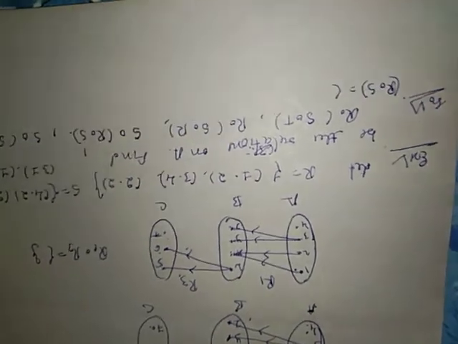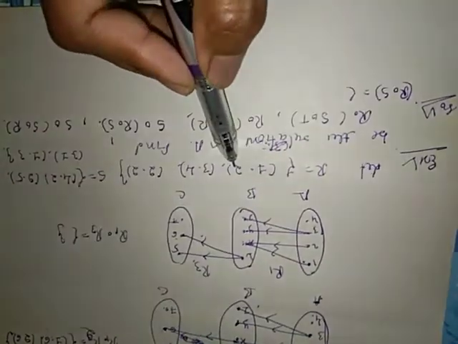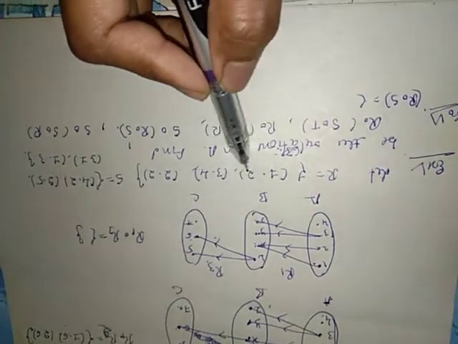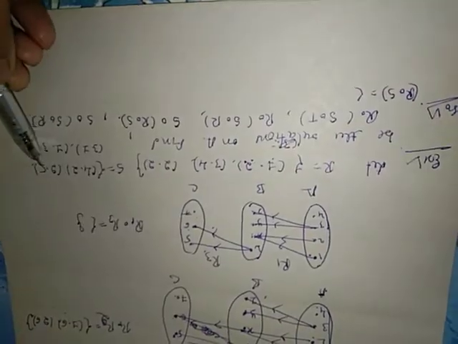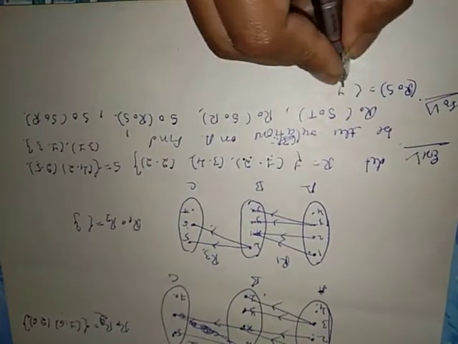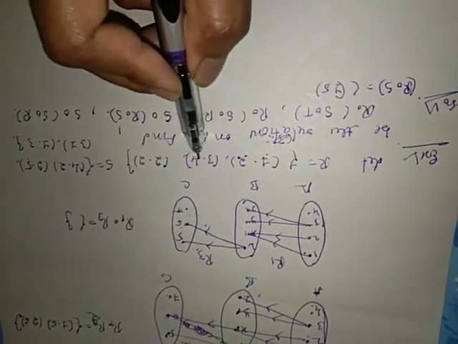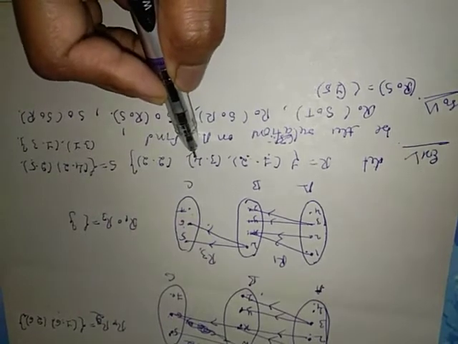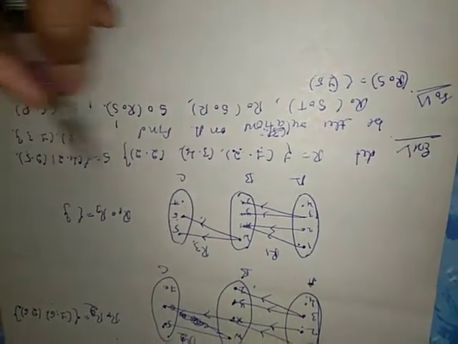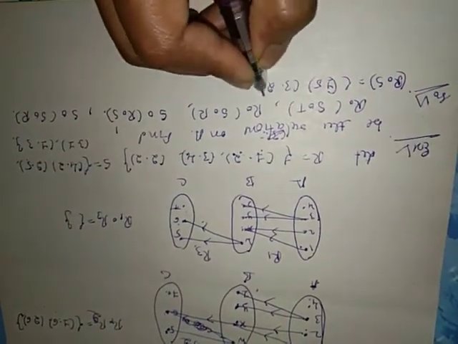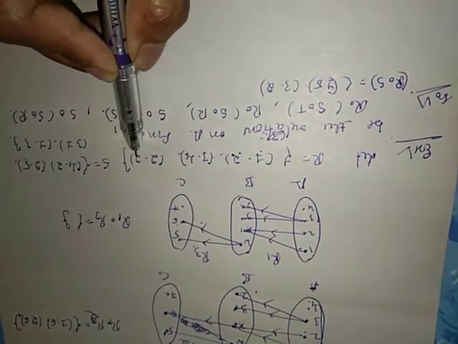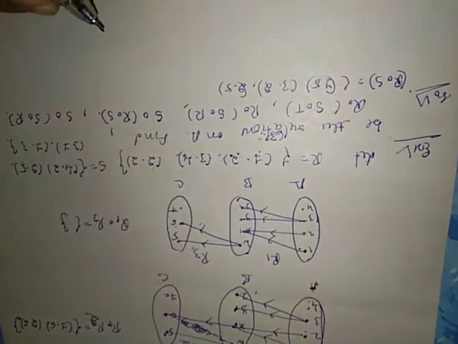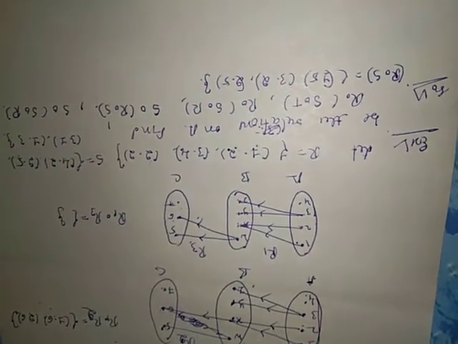Take the solution. R∘S: (1,2) belongs to R. Now we have to see the element of S which starts with the element 2: (2,5). Then (1,5) belongs to R∘S. Next (3,4) belongs to R. Now we have to see the element of S in that ordered pair starting with the element 4: (4,2). Then (3,2) belongs to R∘S. Next (2,2), (2,5), so (2,5). So that is R∘S.